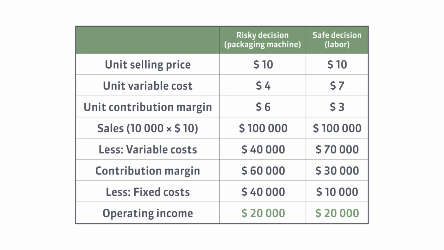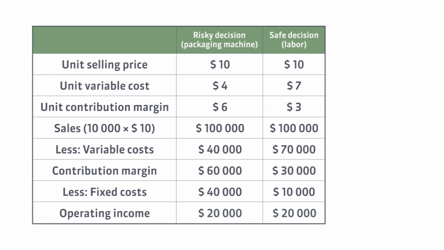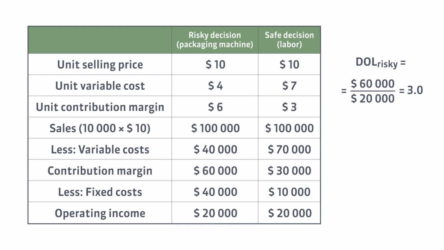Let's calculate the degree of operating leverage now. The degree of operating leverage for the packaging machine, a risky decision, is 3. And for the labor, a safe decision, is 1.5. This means that the operating income will grow 3 times as fast as sales in the case of a risky decision.